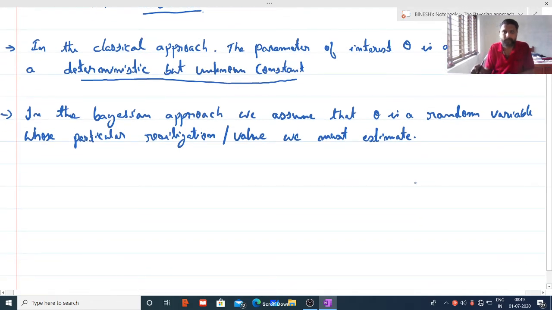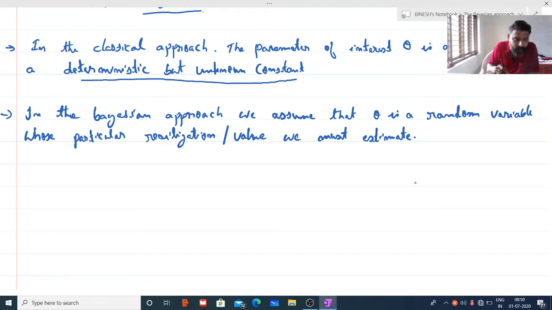So in this approach, if some prior knowledge about theta is available, we can incorporate it into the estimator by assuming that theta is a random variable with the given prior PDF. That is very important. What I am saying is, if the prior knowledge of theta is available, then you can incorporate it into the estimator by assuming that theta is a random variable with the given prior PDF.